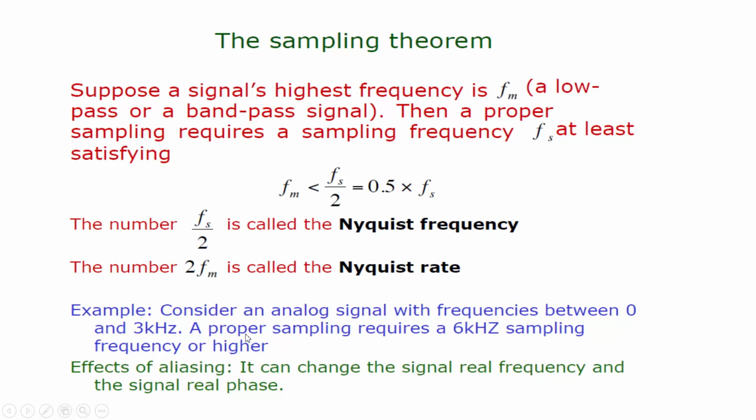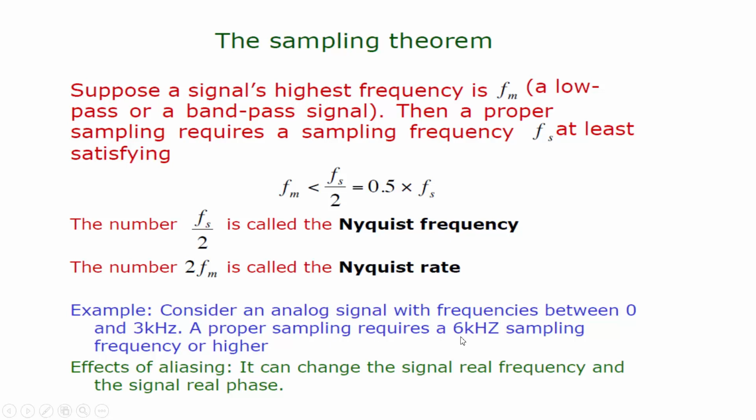Now let's take an example. Consider an analog signal with frequencies between 0 and 3 kilohertz. That means the maximum frequency component present in the signal is 3 kilohertz. Therefore, a proper sampling requires at least 6 kilohertz of sampling frequency or higher.